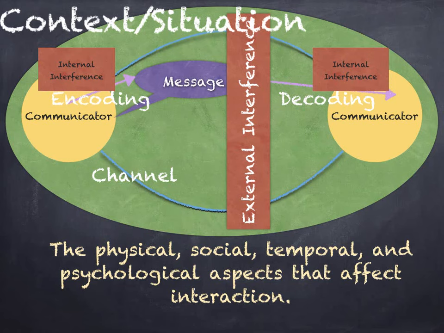And then the psychological aspect. As I mentioned with internal and external interference, what's going on in our brain does have an effect on how we understand things. That's what the psychological aspect is. The context is all of these things going on around us that either aid or harm the interaction we have with other people.